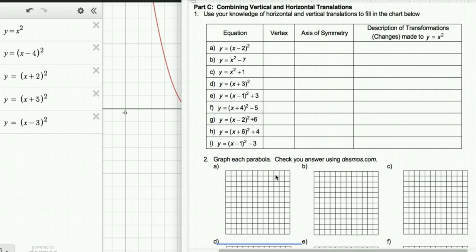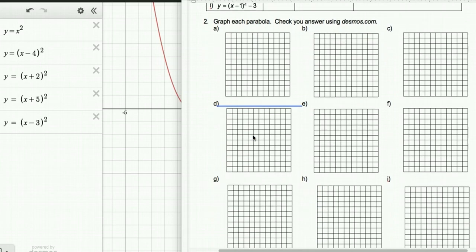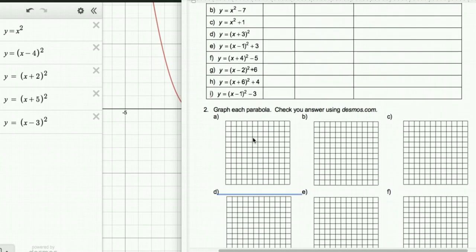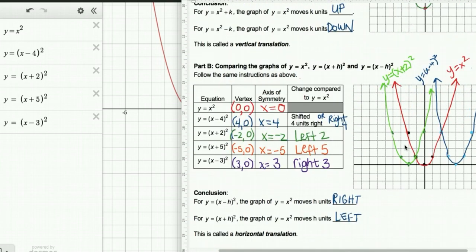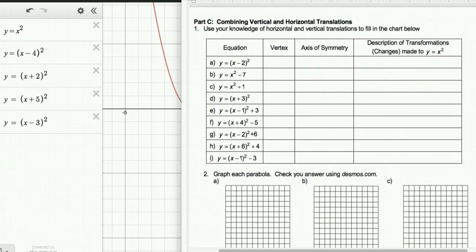I'll do maybe a couple with you, and then also graph these as well. If it helps, draw the parent in first and then draw the new transformed graph. We'll start with just doing a couple of these, and then we'll try one where there are both transformations.